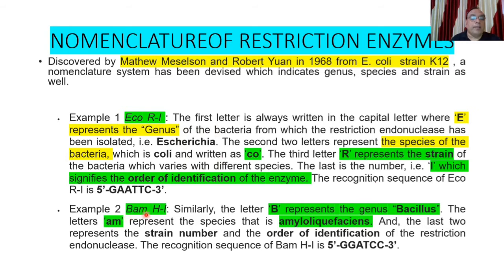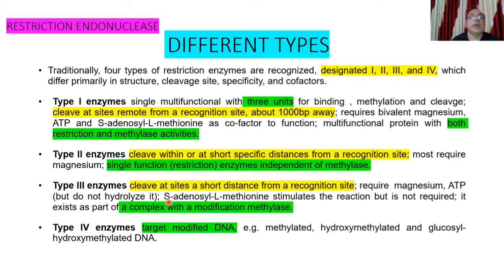Similarly, another example, BAM-H1. B represents Bacillus, the genus name, then amyloliquefaciens is the species. The first two letters, A and M, together with B constitute BAM. H is the strain, and this was also the first enzyme to be discovered from B. amyloliquefaciens. So collectively it is called BAM-H1. That is how the restriction enzymes are named.